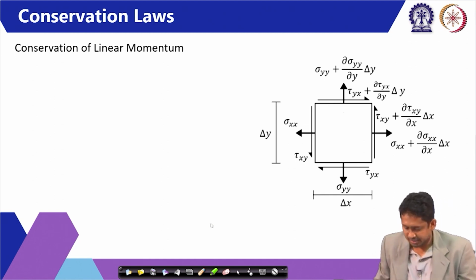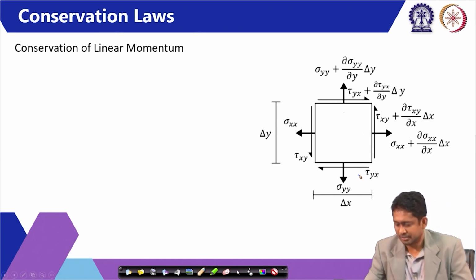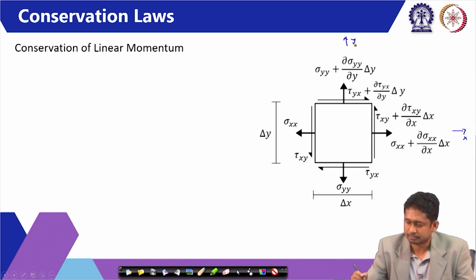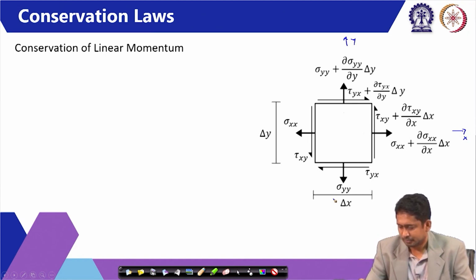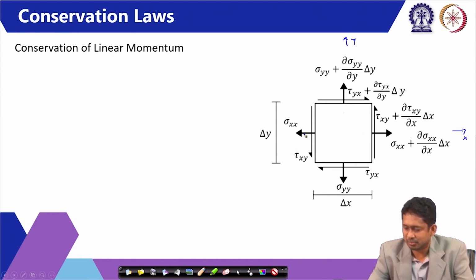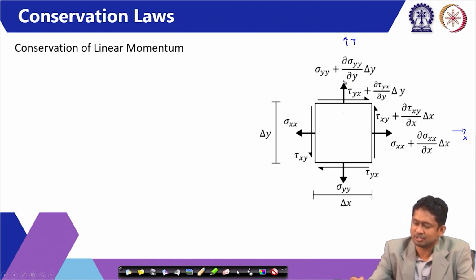Okay, next is conservation of linear momentum. So, let us consider a 2D body like this. So, this is our x direction and this is our y direction. Now, this 2D body is of length delta x along x, and delta y is the dimension along y. So, this is the negative x face where there is a normal stress sigma xx. This is the positive x face where there is a normal stress sigma xx plus some increment. The increment is del sigma xx by del x into delta x, and there is a shear stress and shear stress with some increment. This is the negative y face where I have normal stress, and the positive y face has normal stress with some increment. Similarly, I have some shear stress and shear stress with some increment.